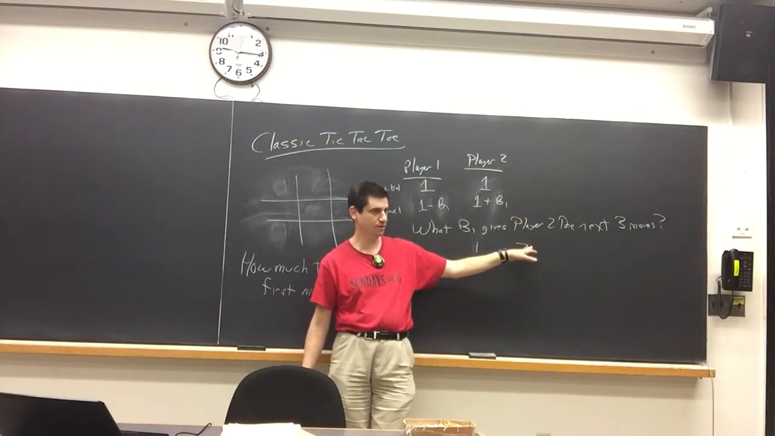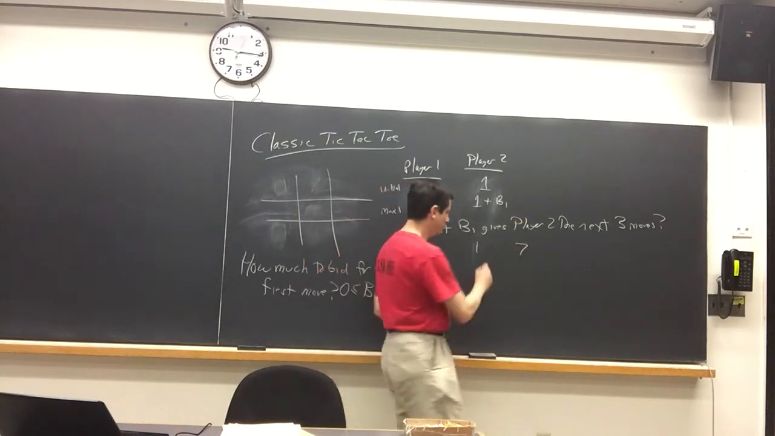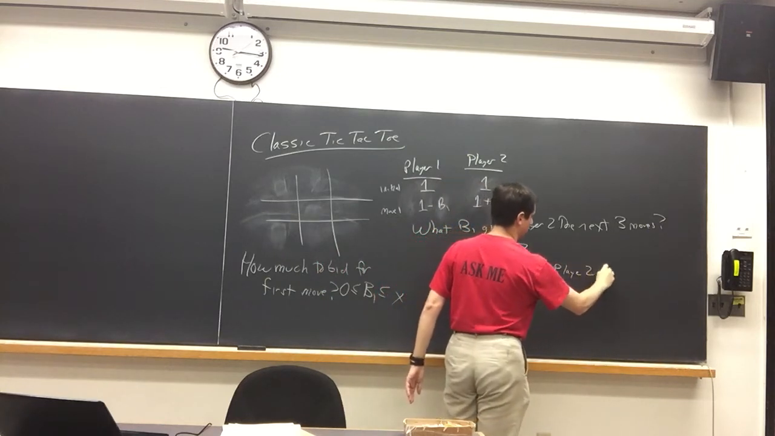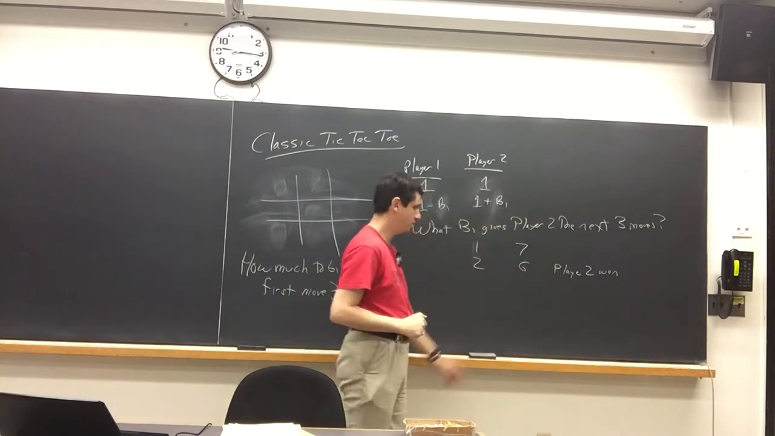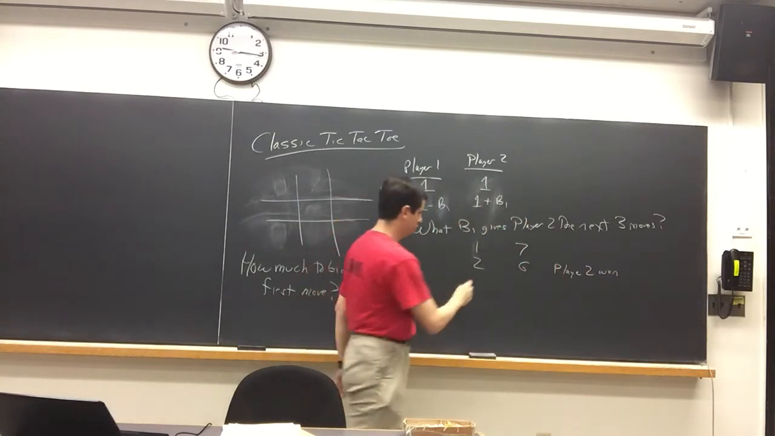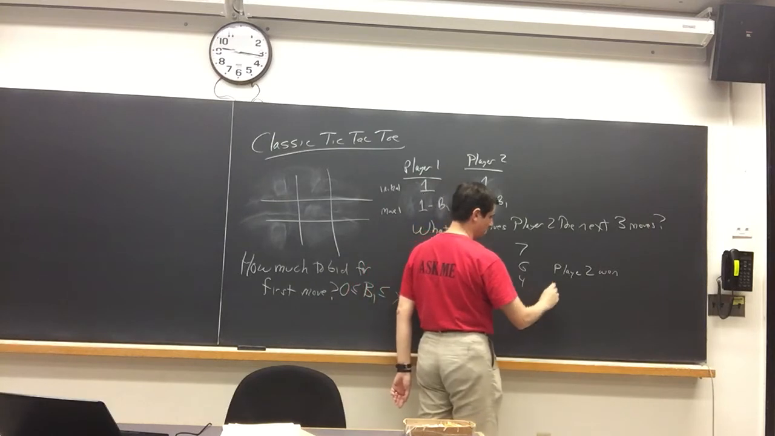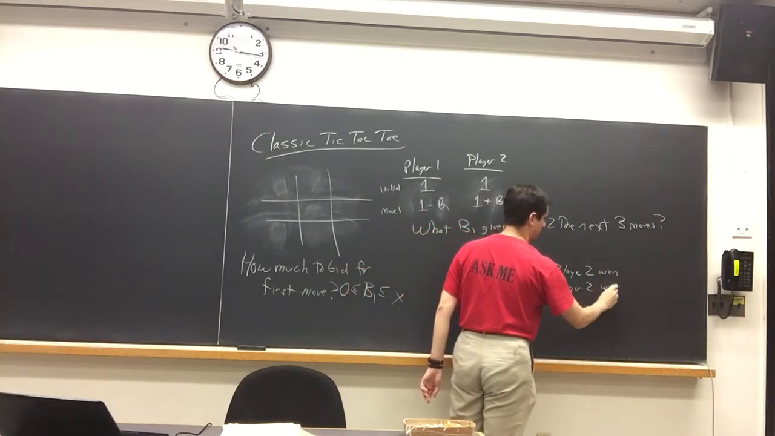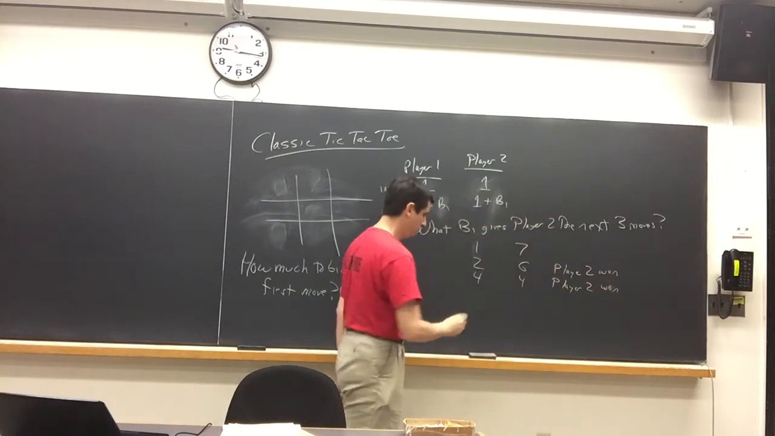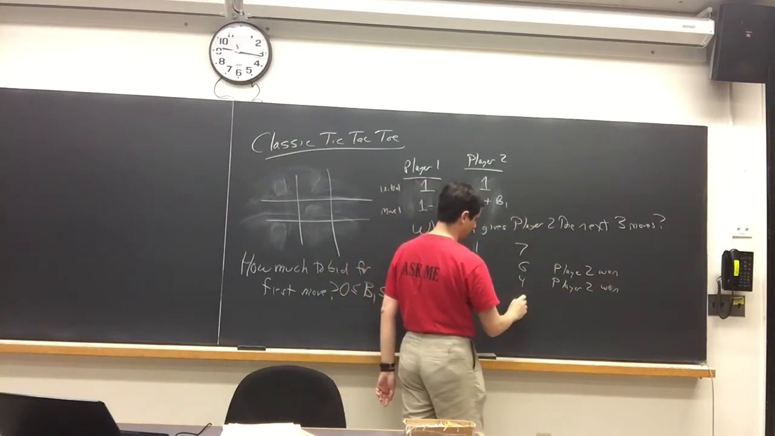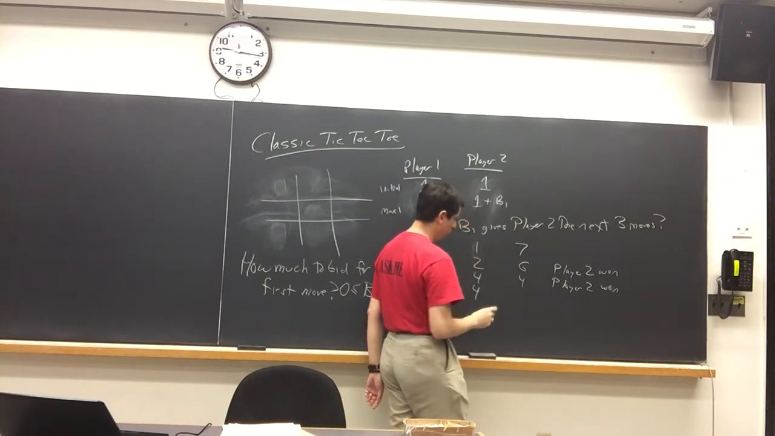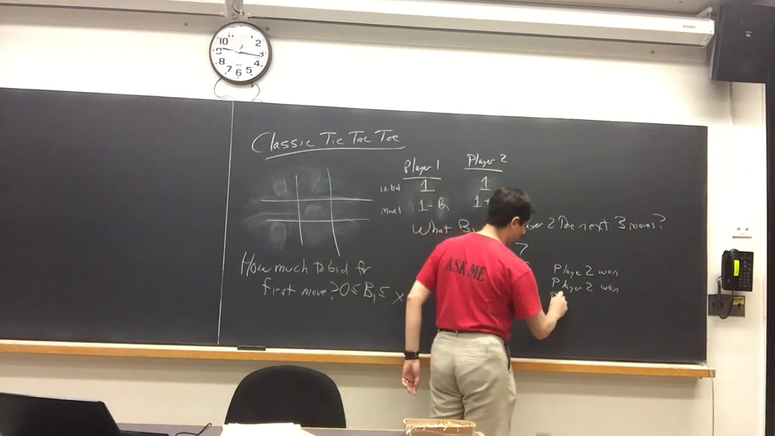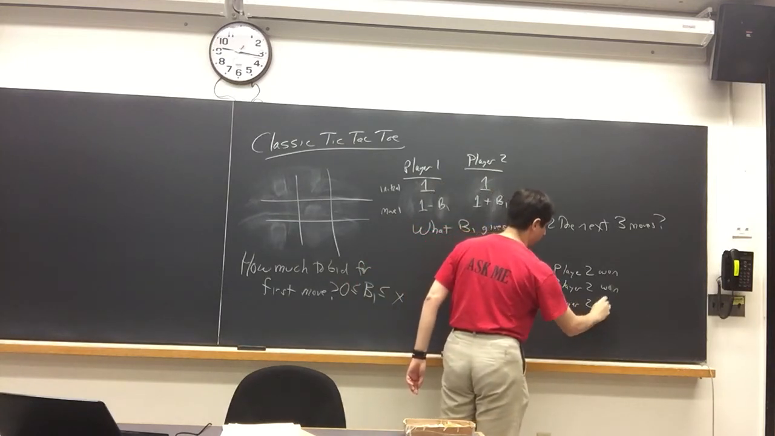How much will player 2 bid? 1. And so now this will go up to 2, this will go down to 6, and player 2 won. Now how much will player 2 bid? 2. So this will go up to 4, 4, player 2 won. And now 4. Right. So I'm sorry. So this goes to 8. This goes to 0. Player 2 won.